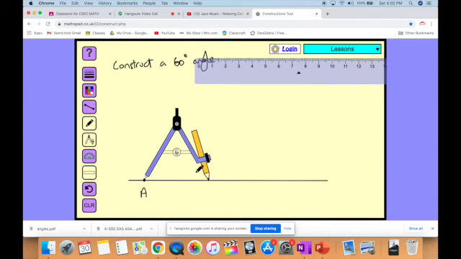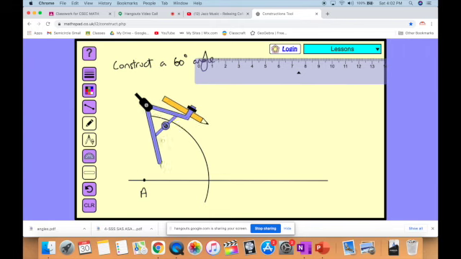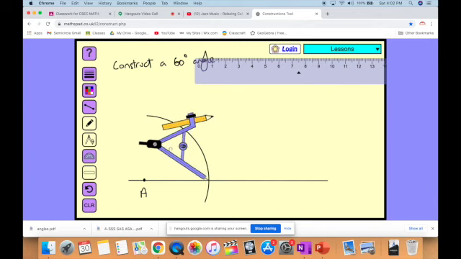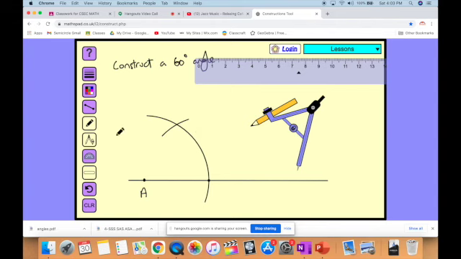Now this is the important part. Once you choose an opening for your compass, you lock it there. Your compass may not have a lock, but mine has a lock. You make sure that opening doesn't move. So you cut your first arc all the way up like this. With the same opening, I'm going to come to this point here, and cut an arc to intersect the original arc like that.